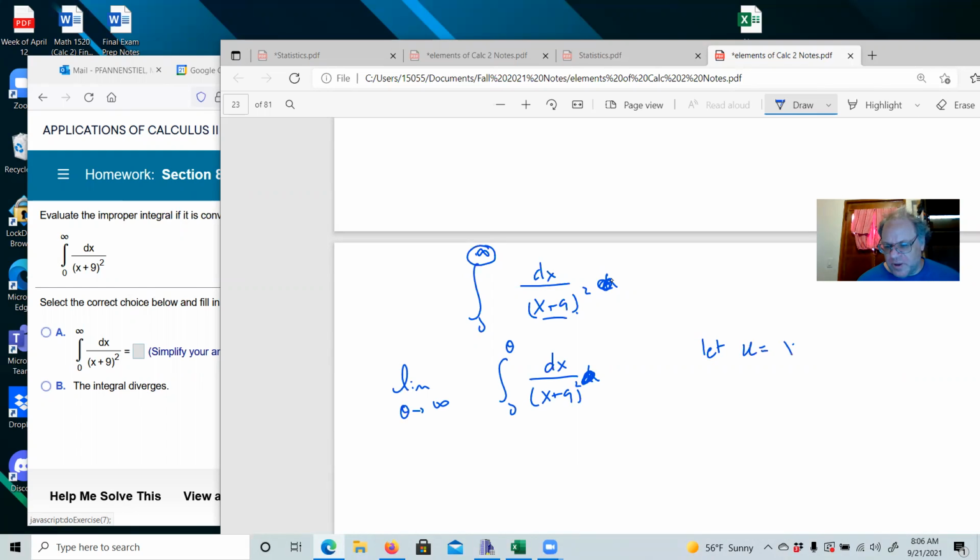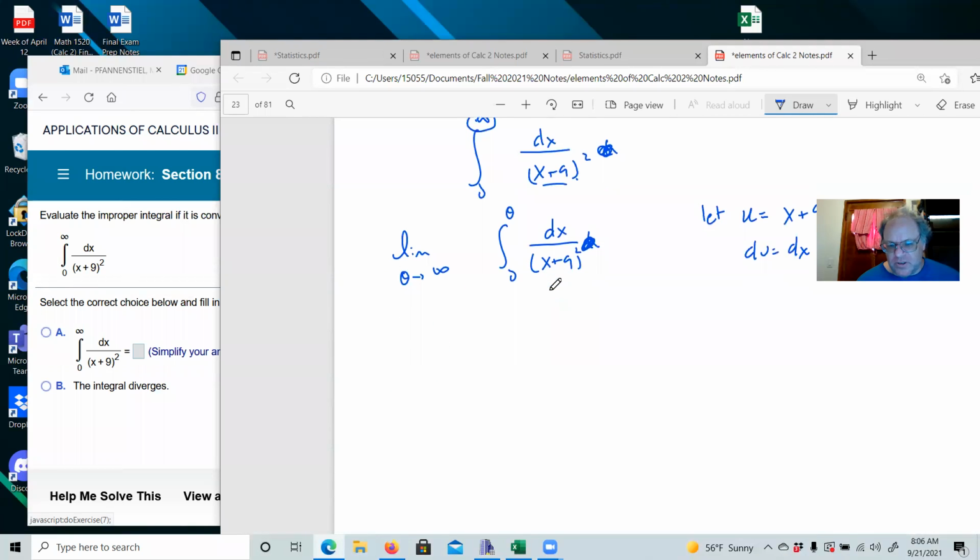Let u is equal to x plus 9. du is equal to dx. So here we have it: limit as theta goes to infinity, and then we have u, since x plus 9 is now u. So we have u to the -2 du. dx was du. Not a bad integration. So this is limit as theta goes to infinity of -u to the -1. Okay, I really shouldn't have done it this way. I should have written u.